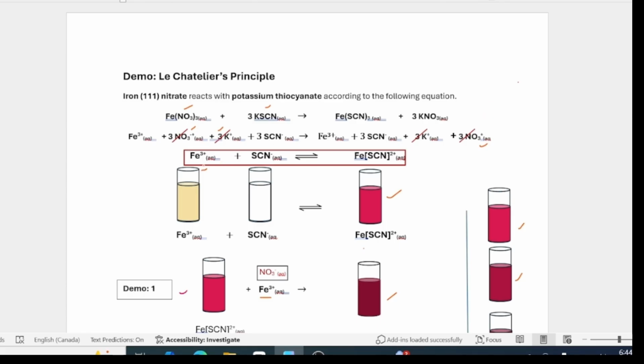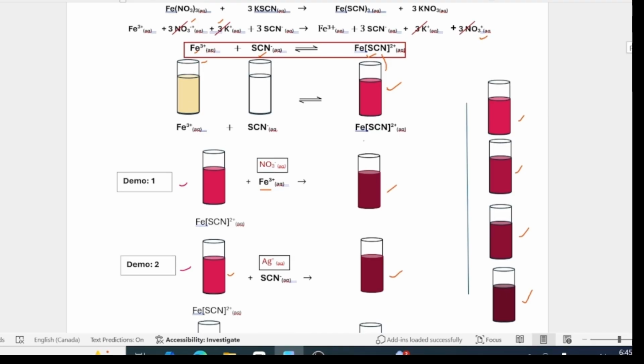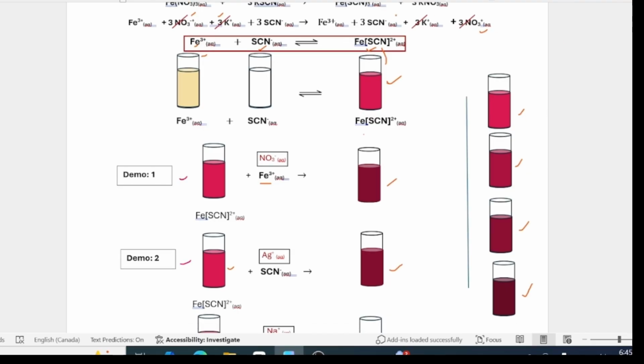It is formed by iron 3 ions reacting with thiocyanate ions to produce iron thiocyanate, and these three species were in equilibrium. The color produced was similar to this one here, and that is predominantly due to the color of iron thiocyanate. The color of the equilibrium mixture depends on the concentration of iron thiocyanate.